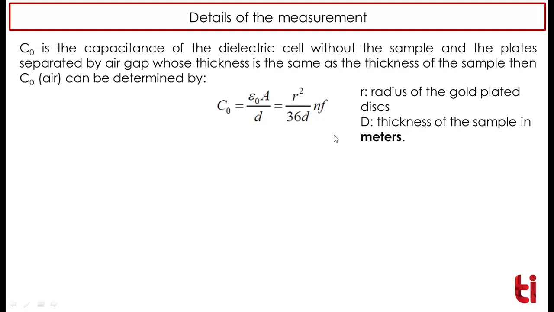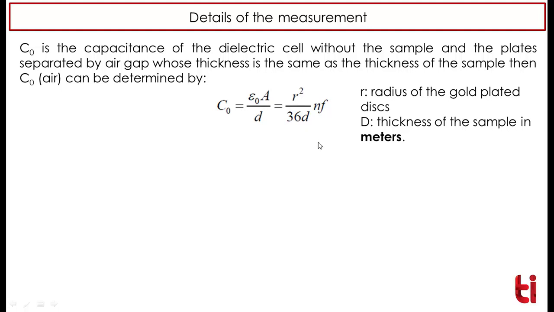So this is the value that we arrive at. Here we need to always remember that R is in meters and D is also in meters, where R is the radius of the gold plated discs which comprise the dielectric cell, and D is the thickness of the sample. Okay, so this is very important to remember: every sample, if it has different thickness, we will need to find C naught for every sample separately, because the amount of air present between the plates will be different for different samples, because D is different for each sample.